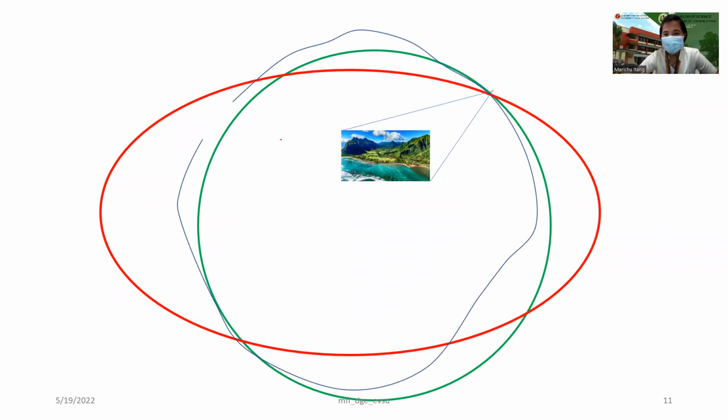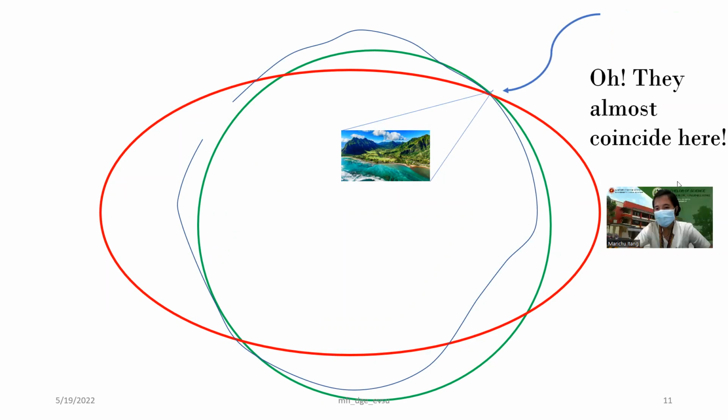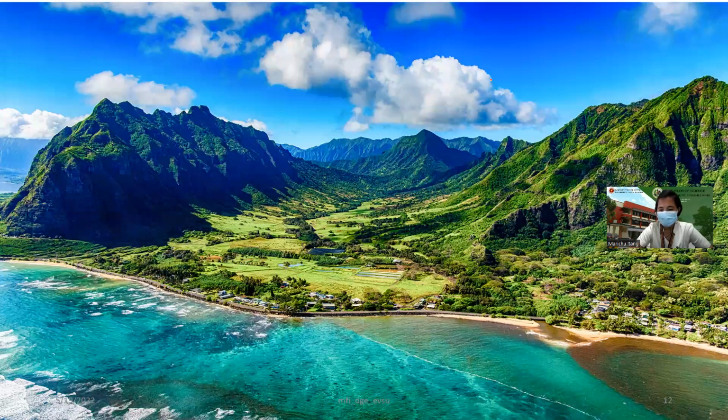As you can see, at a certain point, nag-e-intersect yung ating tatlong shape ng Earth. At a certain point on the surface of the Earth, there is a chance that these three shapes of the Earth will coincide. So if we take a zoom on this area, let's say this is the actual location, and then we are going to zoom in on what really happens at this specific point on the surface of the Earth. So let's zoom into this.